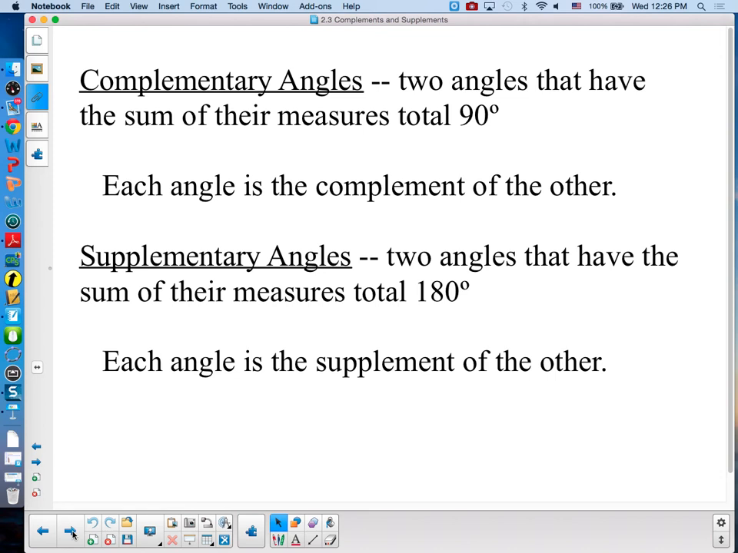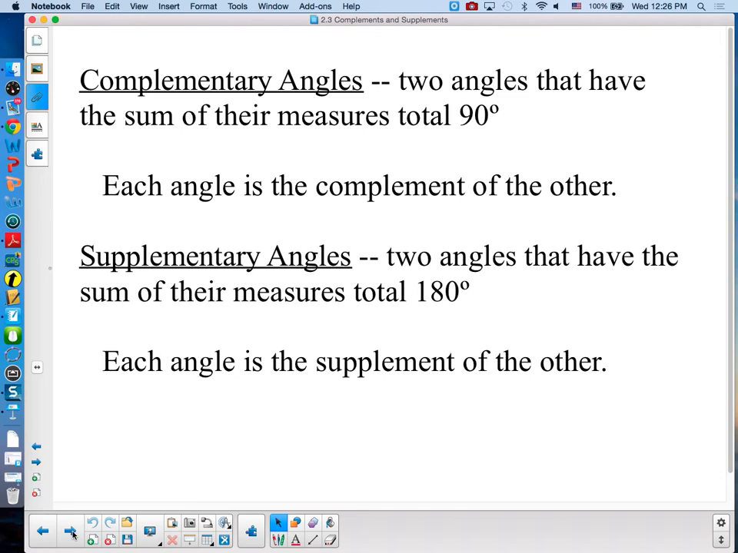Another 90-degree angle? Correct. Okay, how about if you had 120 degrees? Complement of a 120-degree angle? Okay, it's not possible because we already have more than 90 degrees if you start out with one that's 120. Is there a supplement to a 120 degree angle?